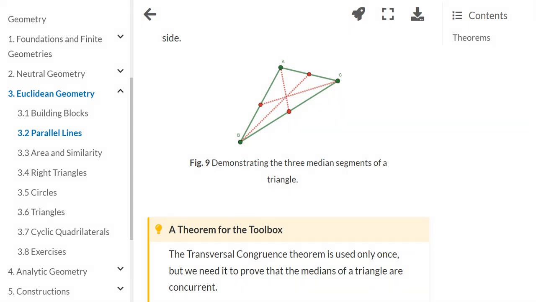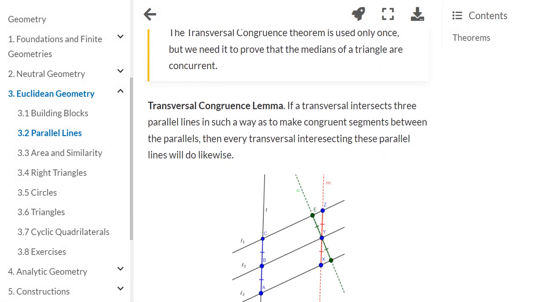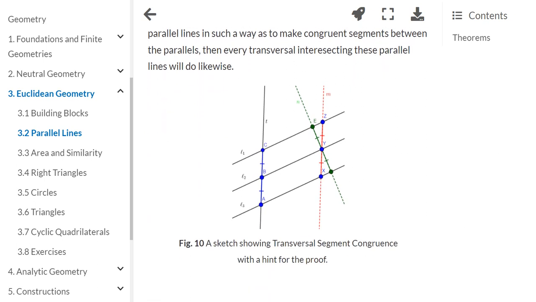So why am I mentioning this? Well, I was going to go down here. Oh, and this transversal congruence lemma. So just take a look at this. Suppose I have 3 parallel lines, and this line T is a transversal, and as it goes across these three parallel lines, it turns out that B is the midpoint of AC. So the line segment AB and the line segment BC are congruent. If that's true, then it will be true for any other transversal that cuts these three parallel lines. It will divide into two congruent line segments, just like you see here with transversal M.